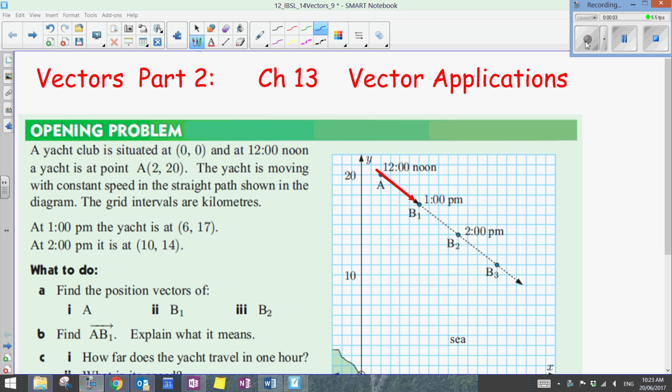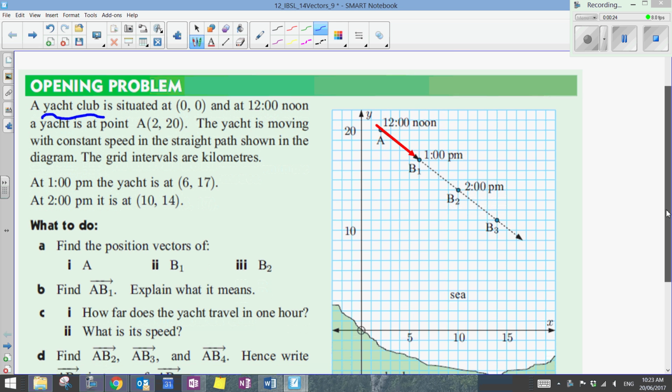Hello, IB. We are going to get started into chapter 13 and start to look at how all of this information that we've learned now with vectors applies to some real life situations. We start off this opening problem, beginning of chapter 13, with a yacht club that is situated at (0, 0), and you have a yacht that is passing the yacht club.